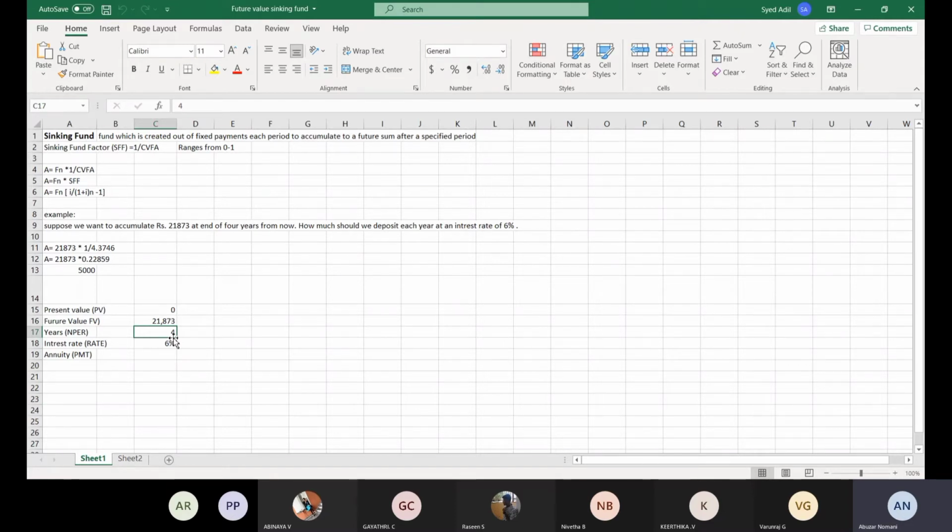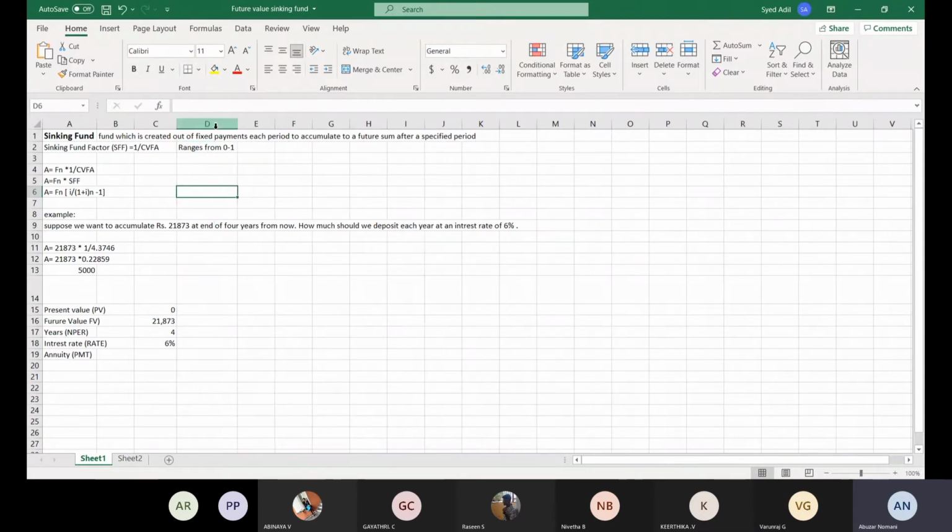For the computation by the sinking fund method, we need to find the sinking fund factor. Here we can see the sinking fund factor. The sinking fund factor is nothing but the reciprocal of the compound value factor annuity, which we discussed in the last lecture. And the value of this sinking fund factor ranges from 0 to 1.